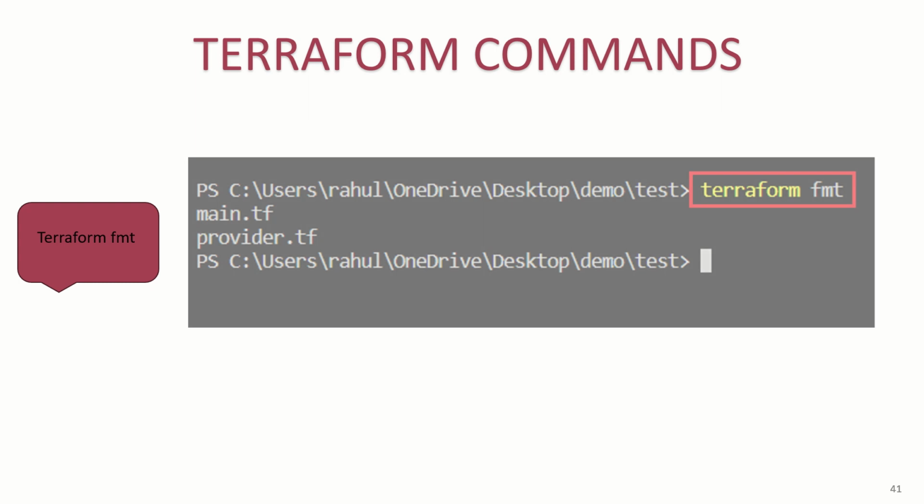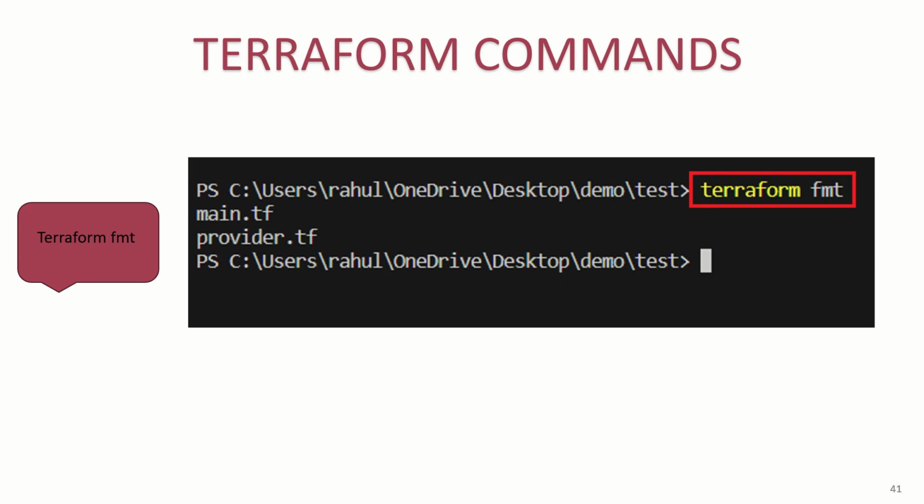Okay, after that, once we run terraform fmt, we'll see the output will be just like this. It will correct the files and then it will tell us which files it has corrected. So here we can see main.tf and provider.tf have been corrected.